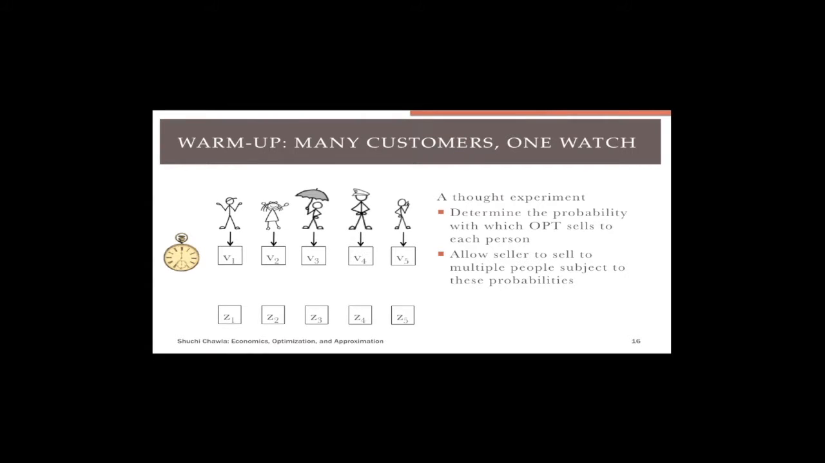Now, let's simplify the life of the seller. Let's say that the seller now has multiple copies of the watch, but the seller cannot sell to these people with probabilities more than what are given by the zi's. So the seller can sell multiple copies of the watch, but must respect these probabilities. If everyone has really, really high values, the seller could decide to sell 3 watches instead of just 1.